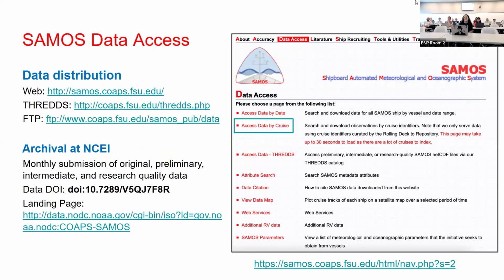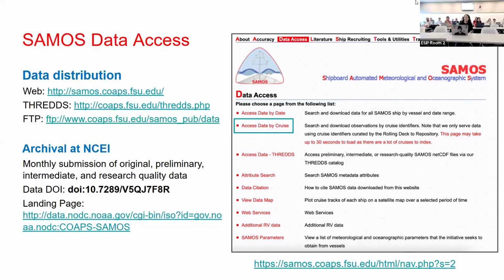In terms of the ways that you can access SAMOS data, we have a few different means of doing so. You can access it directly on our website at samos.coaps.fsu.edu. There are options in our drop-down menu to access by date or access by cruise. You could even search by a ship's variable attributes or vessel attributes if you're interested in metadata.